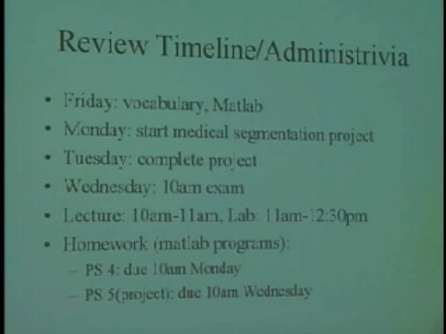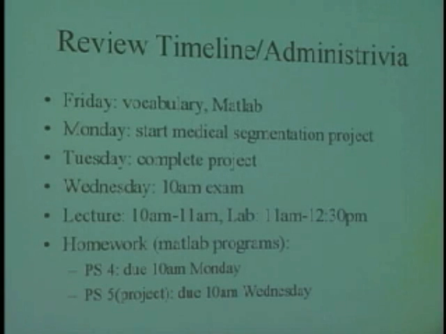So for the folks who are not here on Friday, this is approximately what our timeline is going to be here. On Friday we did some vocabulary. I'm just going to put up the words here so you all know what we covered. Then today we're going to actually start our medical image segmentation project. We'll finish it up on Tuesday. Wednesday morning is the exam, and that's when the second and the last problem set will be due also.